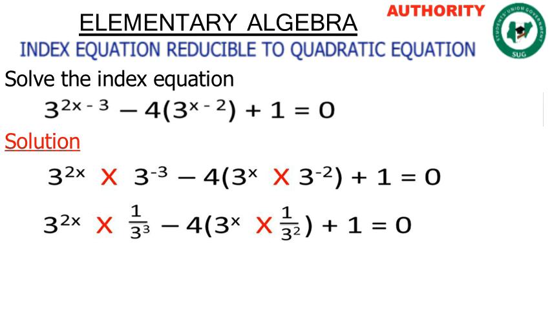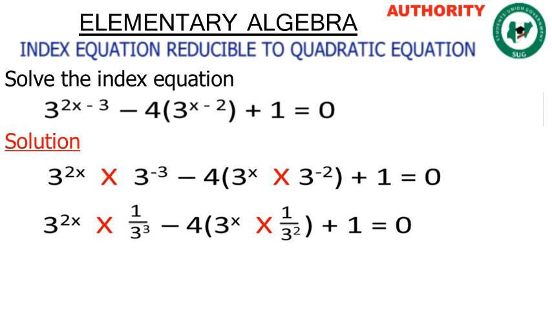Alright, good. Let's go. We're going to have 3 raised to power 2x times 3 raised to power minus 3, which is the same as saying 1 all over 3 raised to power 3. You can refer to our laws. Now minus 4, you open bracket, 3 raised to power x times 3 raised to power minus 2, which can be written as 1 all over 3 raised to power 2. You close your bracket, plus 1 is equal to 0.